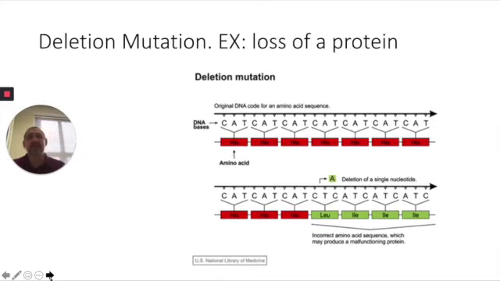Sometimes a deletion mutation might result in the loss of a protein. Depending on what that protein is, that'll determine how dramatic the effect is on the body. If that protein is super valuable, the effect is going to be dramatic. If you can work around that protein without it, then the effect will only be minor.